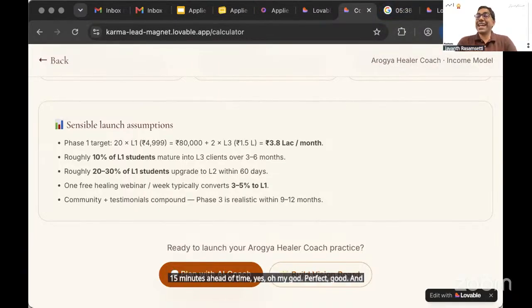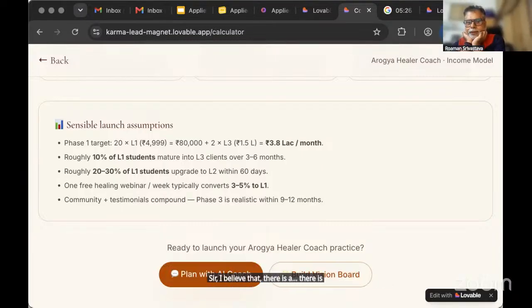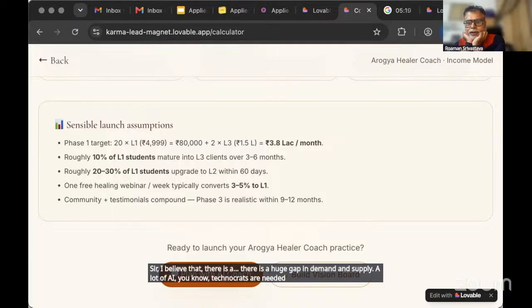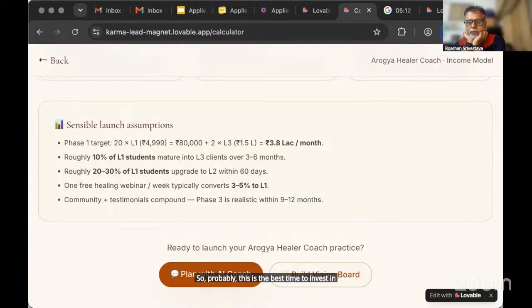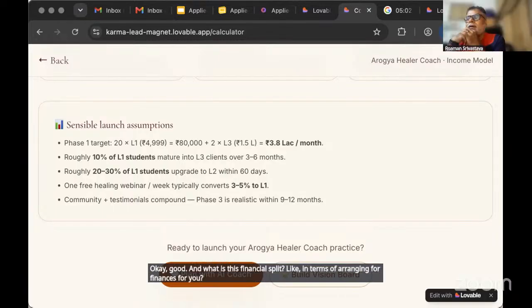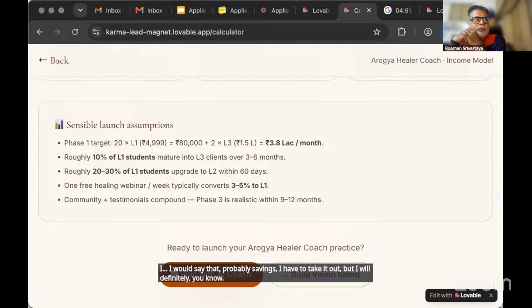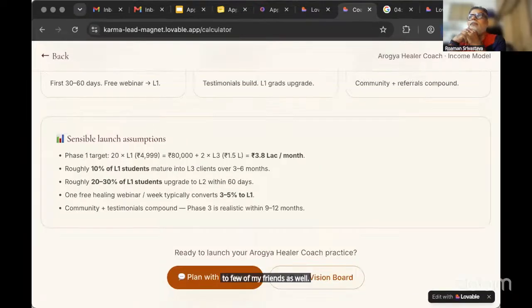And why invest in AI right now in IITM Pravartak Gold premium certification and not later? Sir, I believe there is a huge gap in demand and supply. A lot of AI technocrats are needed, and supply is not that good. So probably this is the best time to invest in AI and take advantage. And how are you arranging the finances? I would say I have to take it out of savings, but I will also ask a few of my friends. Maybe they can come forward and help me.